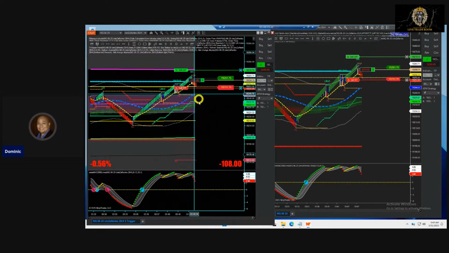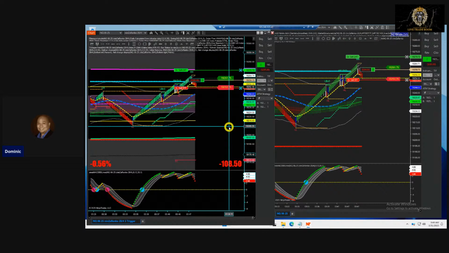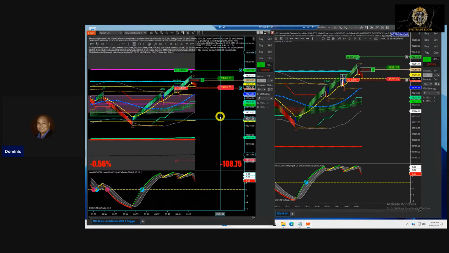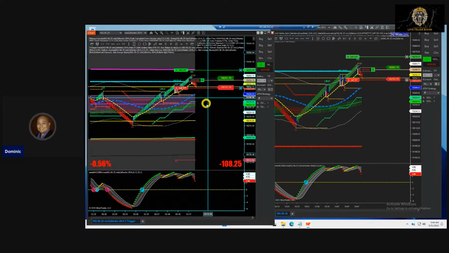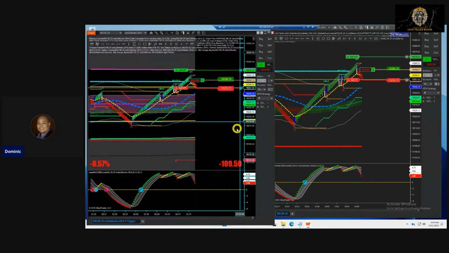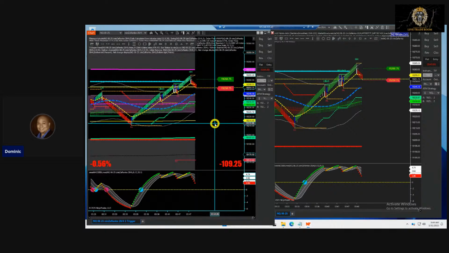Probably try to test what we call the mid band of the Keltner. Let's see. It just gave me a false breakout here. But if it's my stop, that's fine because I can always come back in if it does bounce off the mid band. I just want to limit and manage my risk.